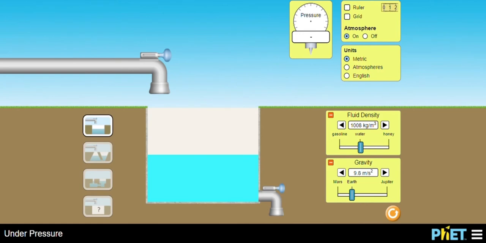Today, I'm going to demonstrate an experiment under pressure. This experiment is to determine the relationship between depth and pressure. So let me introduce the settings in this virtual lab.